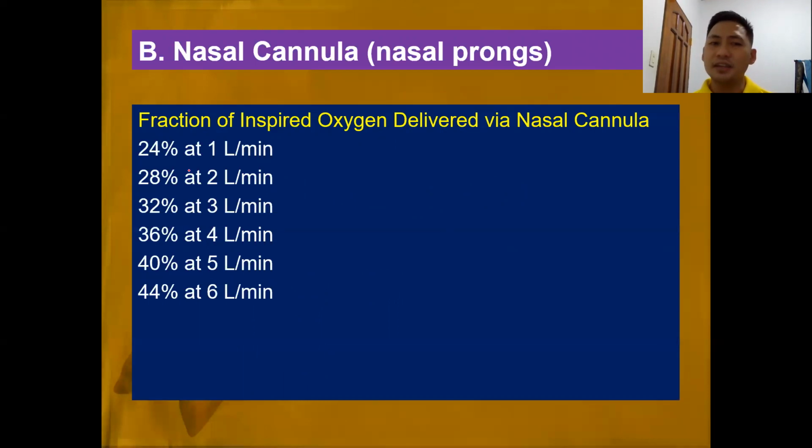So as you can see with this estimation, we have 1 liter per minute, 2 liters per minute, 3 liters per minute, up to 6 liters per minute. So 24%, as what I've said earlier, that an increase of 1 liter per minute is equivalent to a 4% increase as well in FiO2. So 24, 28, 32, 36, 40, and 44.